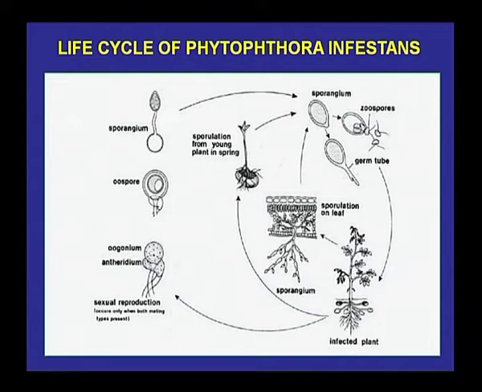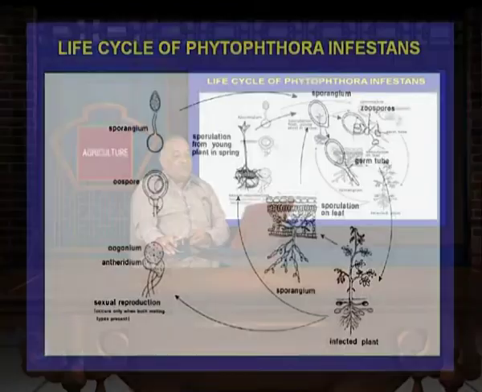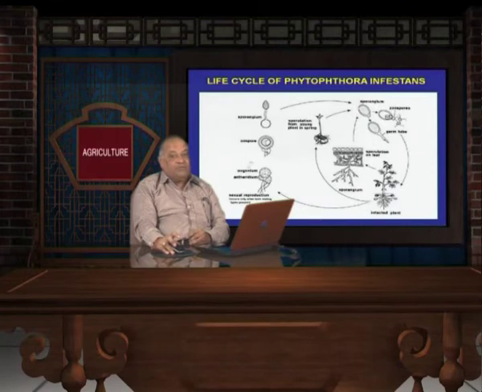In the sexual way, the sexual reproduction, oogonium and antheridium are fused using the fertilization tube, and after fertilization the thick-walled oospores are produced, which after reduction division give rise to the sporangium, and sporangia in turn again infect the plant. This is how Phytophthora infestans completes its life cycle.